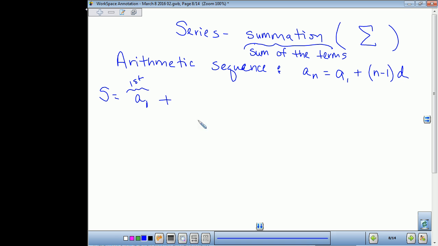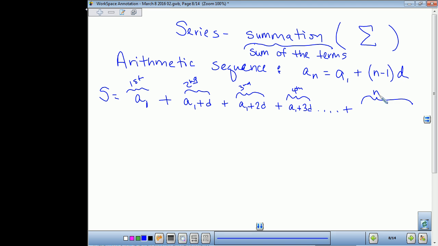All right, now I'm going to add to that the second term. Now, to find the second term, can I take the first term and add a common difference? Does that give me the second term? Yes. Okay. Now, let's represent the third term. Can I take the first term and add 2 common differences to get to the third? And then the fourth term, what do you guys think the fourth will be? A sub 1 plus 3d. Okay, so we continue this idea until we get to the last term. And normally we call the last term the nth term.